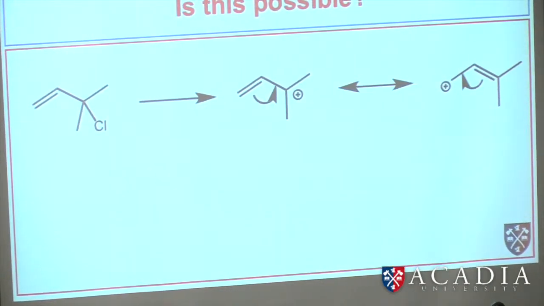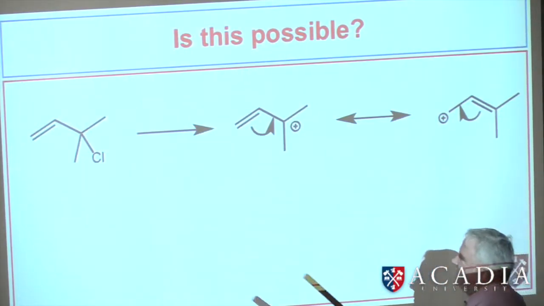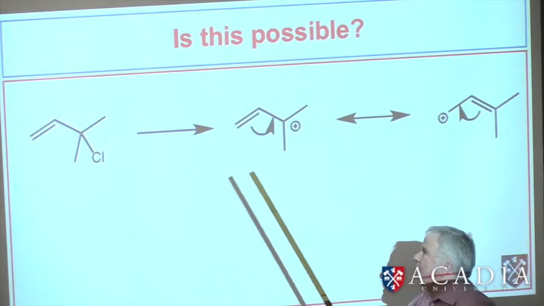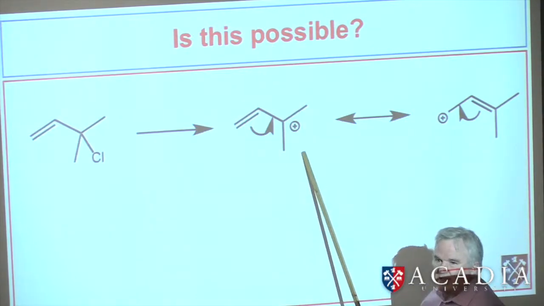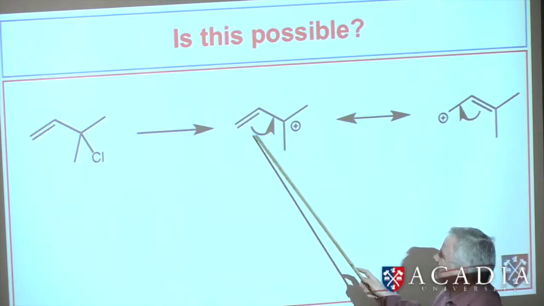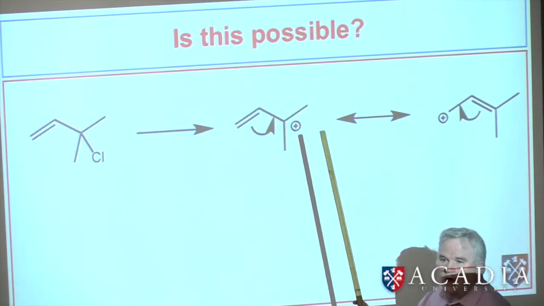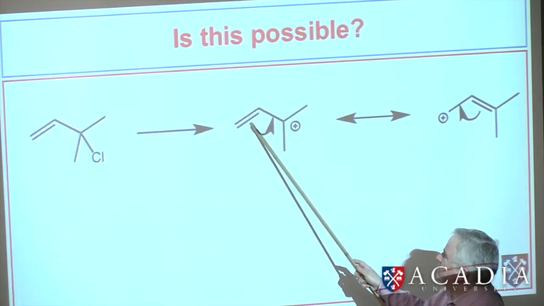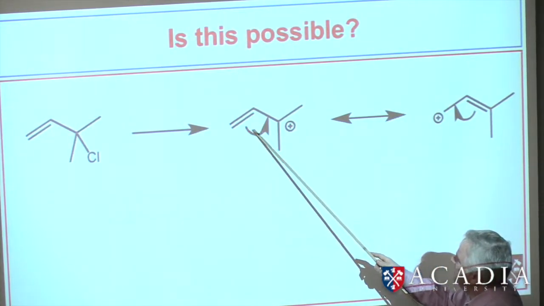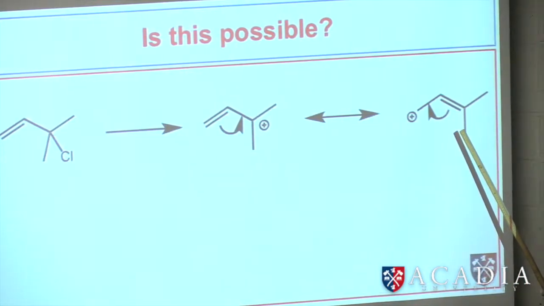This is the way we used to explain it, and many people still do, is that we can just have our chlorine leave with its electrons to form a carbocation. This is the carbocation we expect when it leaves. But there's a delocalization of this pi system because we have a conjugated pi system. We have 3 sp2 hybridized carbons all in a row, and we can draw a resonance structure where we just move the carbon-carbon double bond from here over to here, and we get this. This is an allylic carbocation.